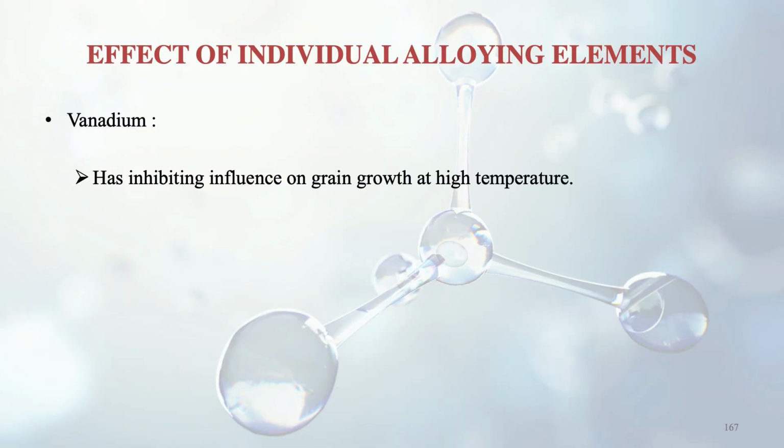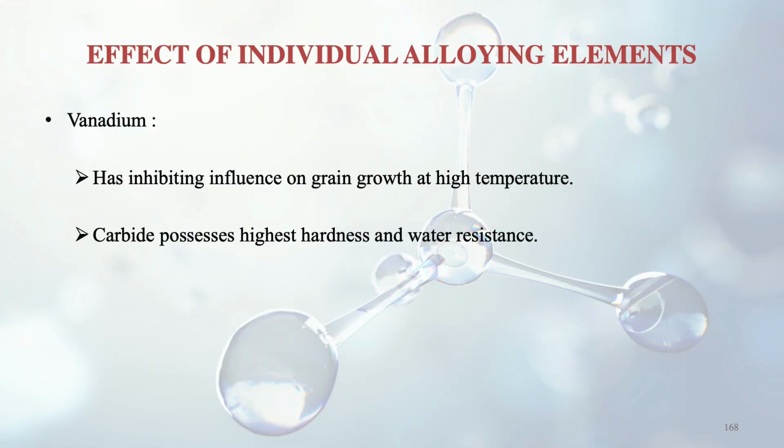Vanadium, what good effects it has we see here. It has an inhibiting influence on grain growth at high temperature. So at high temperature grain growth will be lesser, meaning nucleation will be more. Vanadium carbide possesses the highest hardness and wear resistance also. So if vanadium carbide is formed, then it is very hard and it will give us wear resistance also. So if we are making wear resistant products, then vanadium can be used as an alloying element.